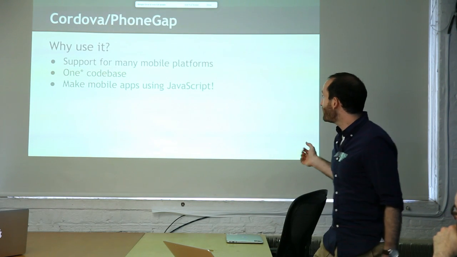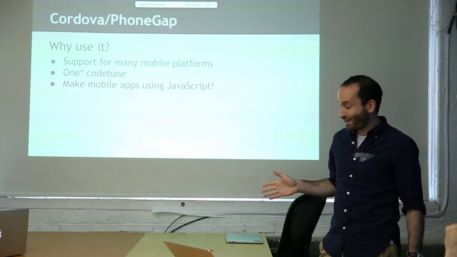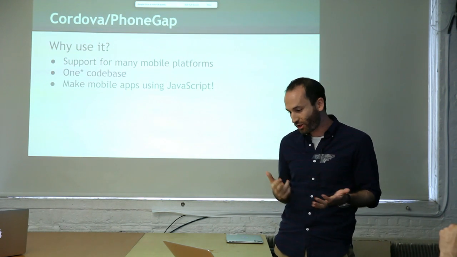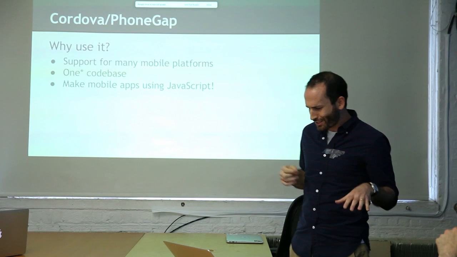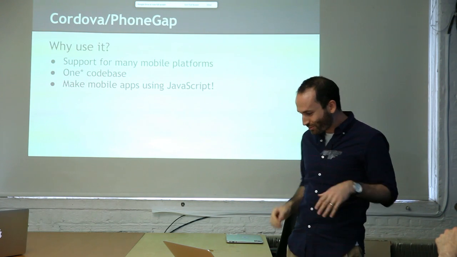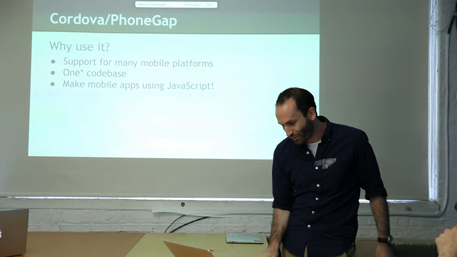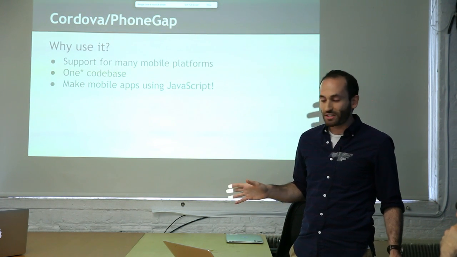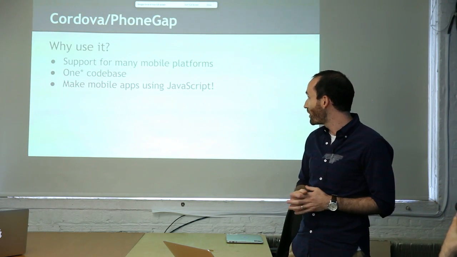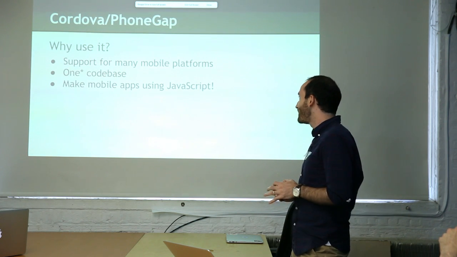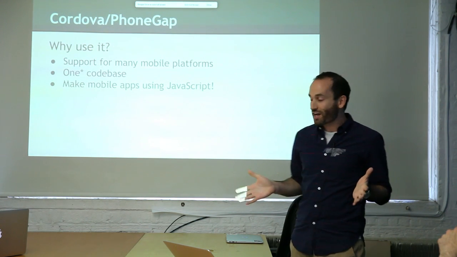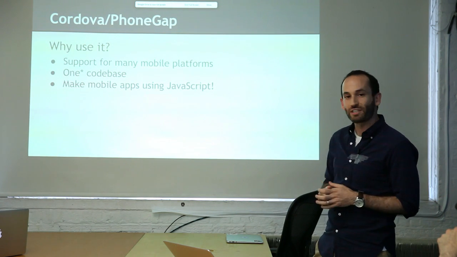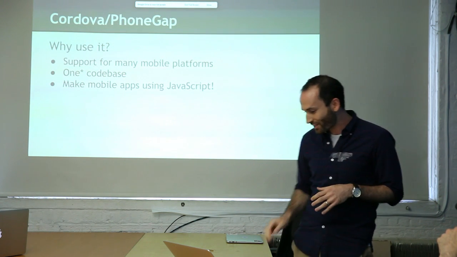So why would you want to use it? It supports many different devices right now. PhoneGap does, so you can do iOS, Android development, Kindle, Windows Phone, BlackBerry. All those are supported right now on PhoneGap, and you can make apps for all these different platforms using pretty much one code base, one asterisk code base. And if you primarily write JavaScript, like me, it's very appealing because you can make all your mobile apps using JavaScript without having to get into Objective-C and Java, etc.